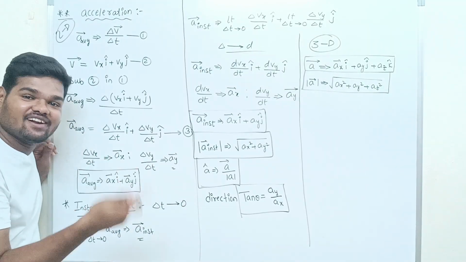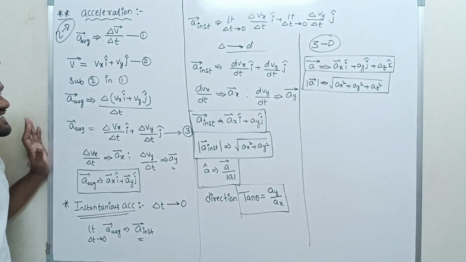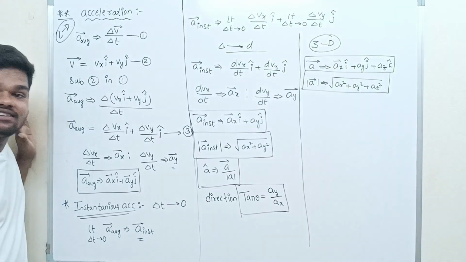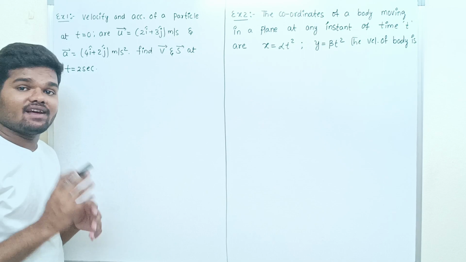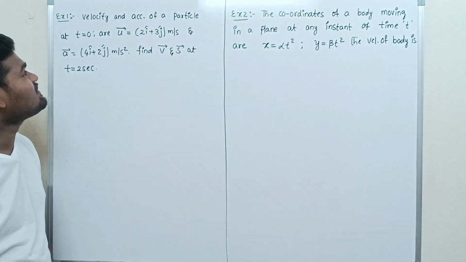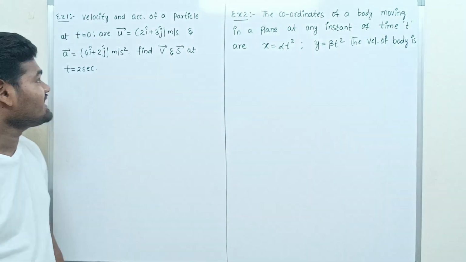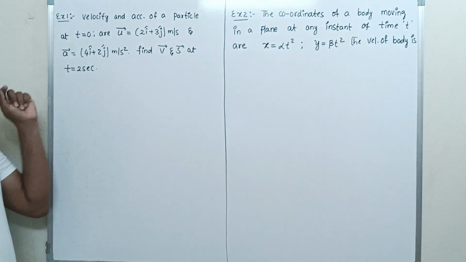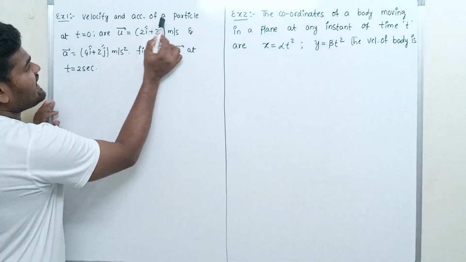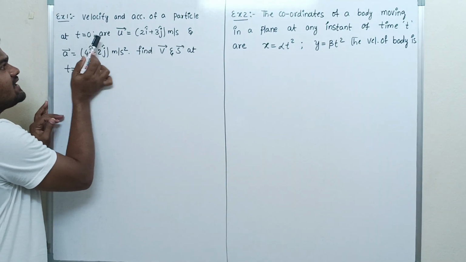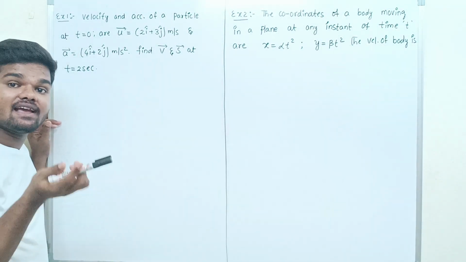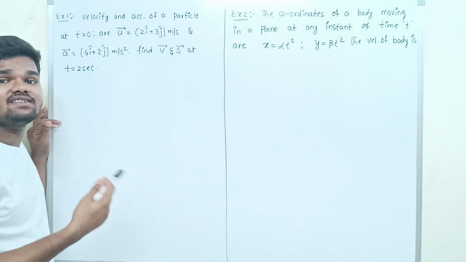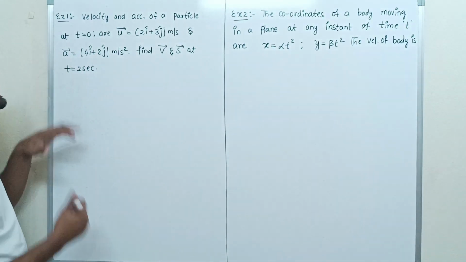Are you ready? Right. Pause the video and write the notes. 3, 2, 1, go. Right. So I'll bring two example problems based on our concepts. What is the first example? The velocity and acceleration of a particle at a time t equal to 0 are given. That means initial velocity and initial acceleration are given.